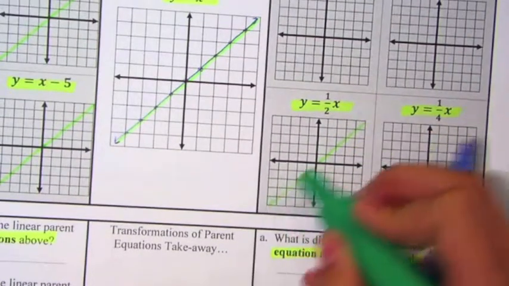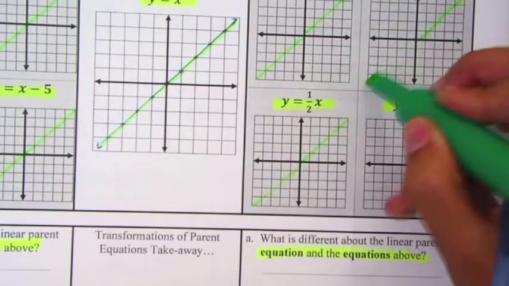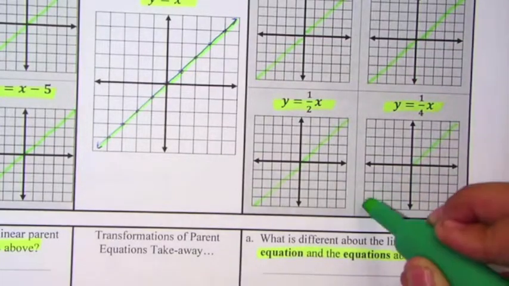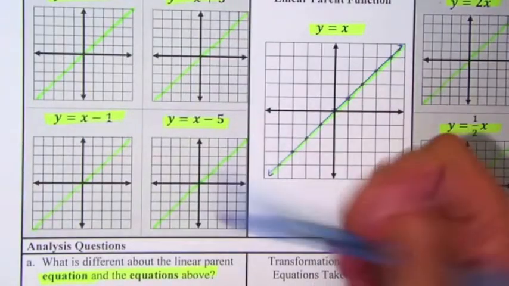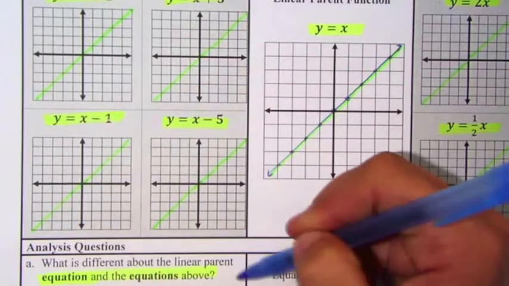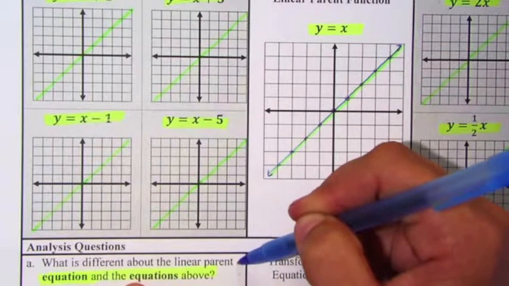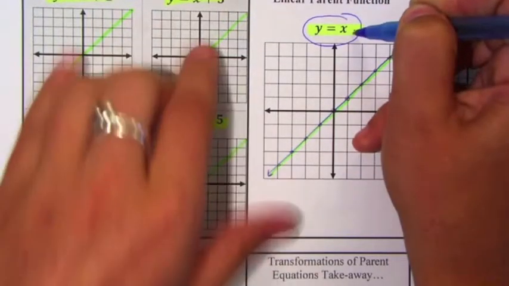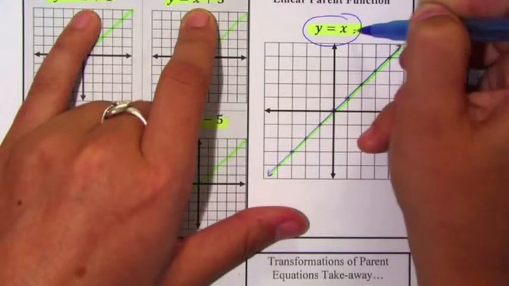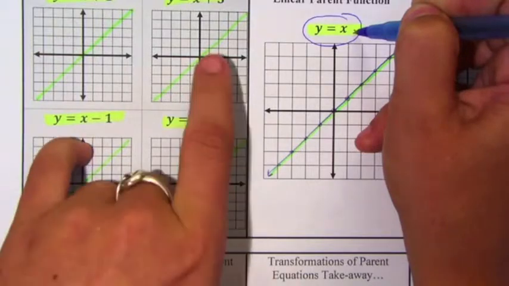Do this really quickly. Okay. So this is the linear parent function in green. All right. So let's go ahead and get started. We're going to start over here. And so first let's answer this before we start graphing anything. What's different about the linear parent equation and the equation above? So taking a look at this linear parent equation, how is this equation different from these equations? Well, this is y equals x, and this is y equals x plus 1. This is y equals x minus 1, plus 5, minus 5.